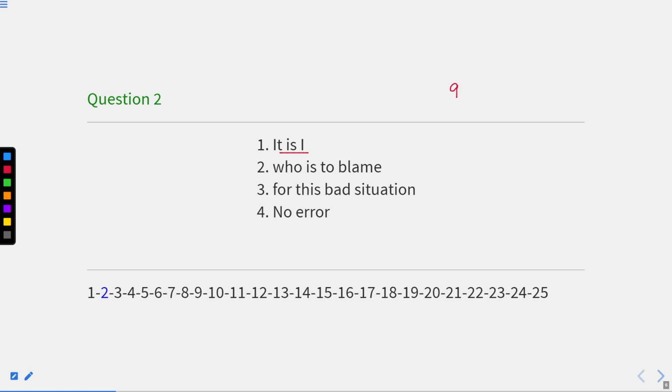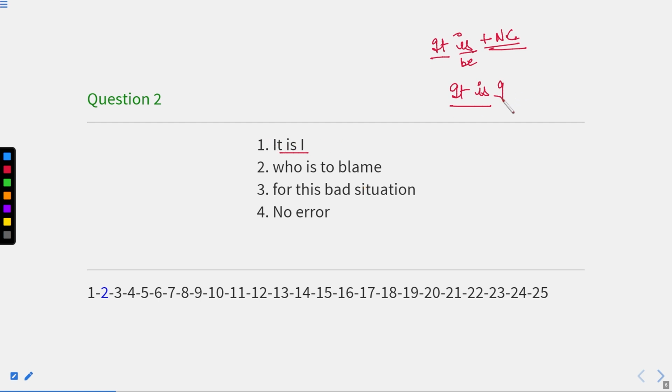Now whenever we write "it is", and after that we have any form of be, after that we can only have the nominative case. Now, it is I who is to blame for this bad situation.